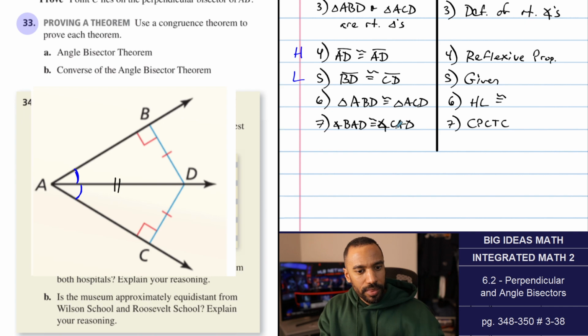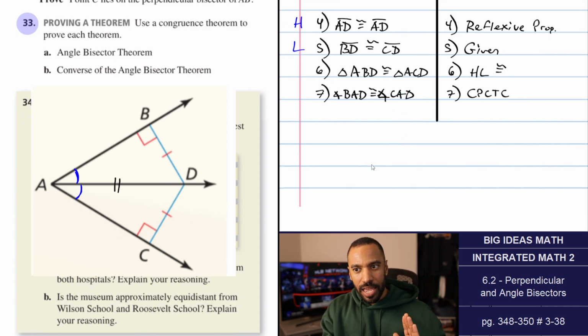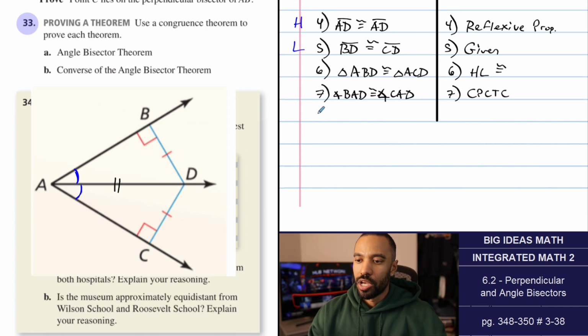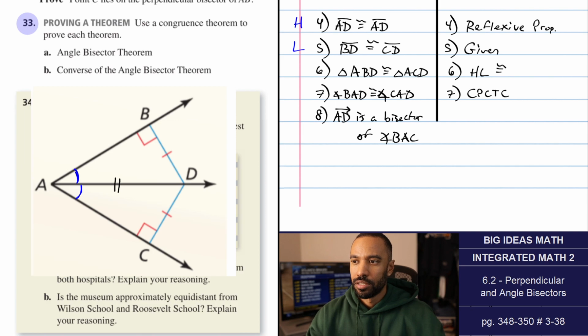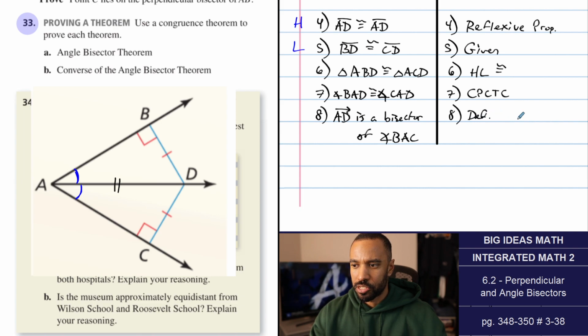If they're congruent, that means AD is a bisector. So step 8, this might be the last step: Segment AD is a bisector of angle BAC by definition of angle bisector. I think that's it. I don't think I missed anything there.